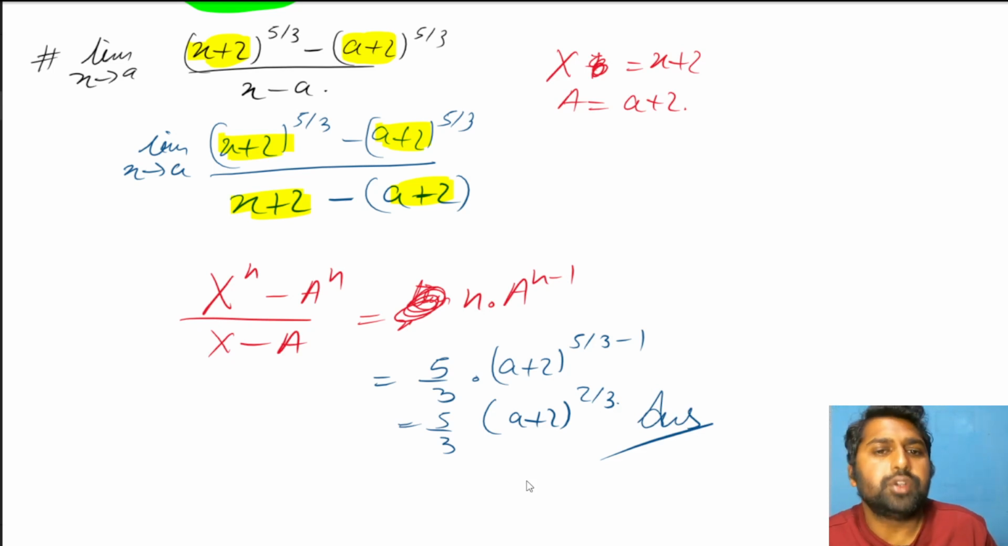If you want, you can do the same question by replacing x plus 2 with y and a plus 2 with some b also, and then you have to go through the changing limit process and everything, but I think this one is pretty much straightforward, so use this directly.